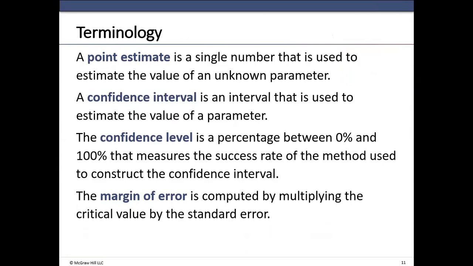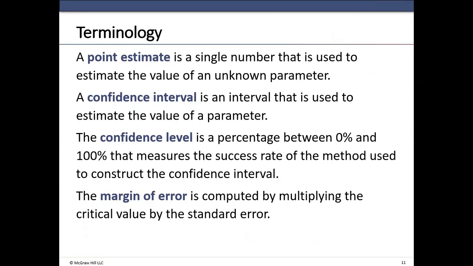A point estimate is a single number that is used to estimate the value of an unknown parameter. A confidence interval is an interval that is used to estimate the value of a parameter, meaning a population characteristic. In our case, it is the population mean. The confidence level is a percentage between 0% and 100% that measures the success rate of the method used to construct that confidence interval.